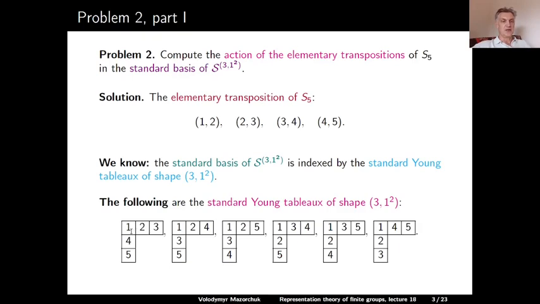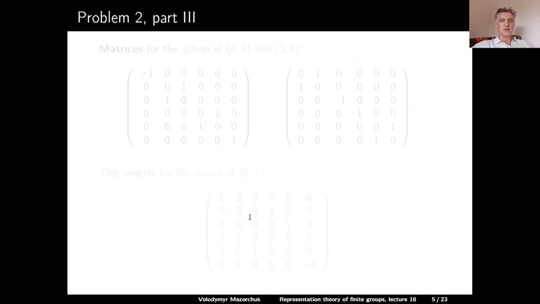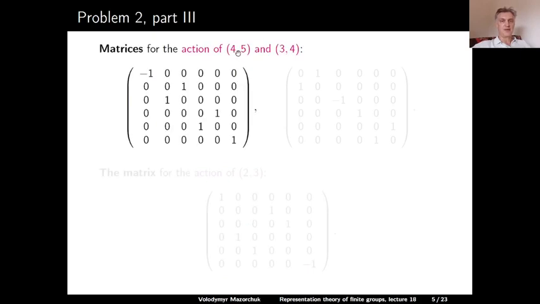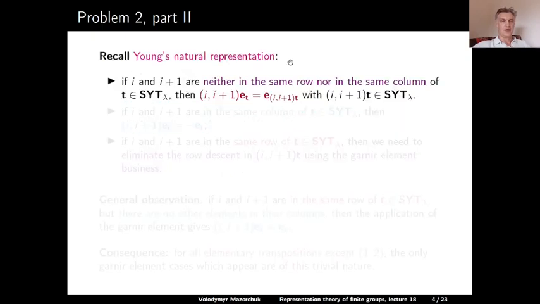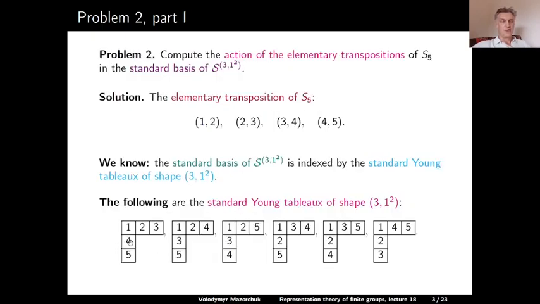So it is only the elementary transposition (1, 2), which in the first 3 cases creates a non-trivial situation where we need to apply the Garnier element business to 4 elements. Okay, so using this, we can directly write down the action matrices for the elementary transpositions (4, 5) and (3, 4). So indeed, (4, 5) here is in the same column, so we just put minus here.